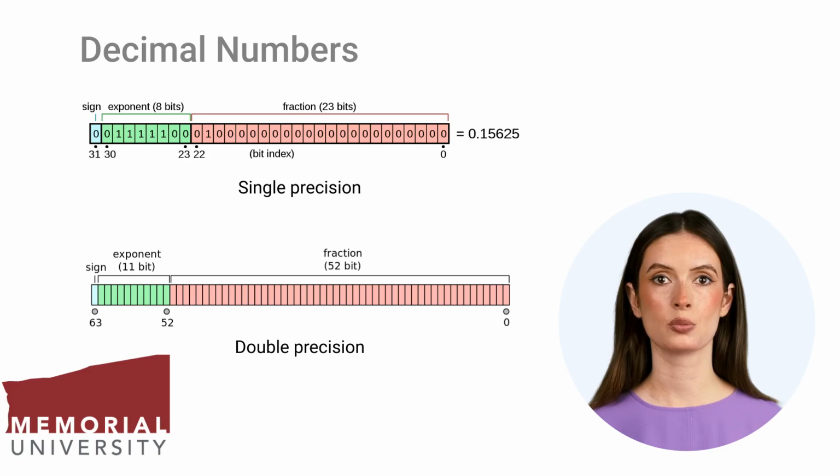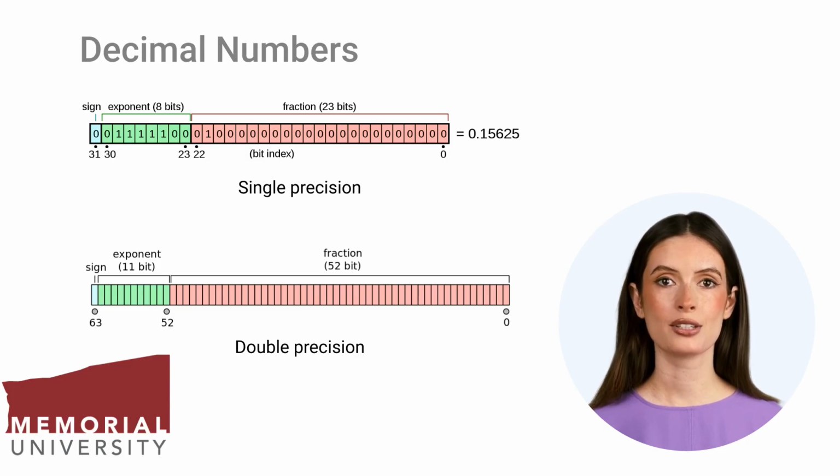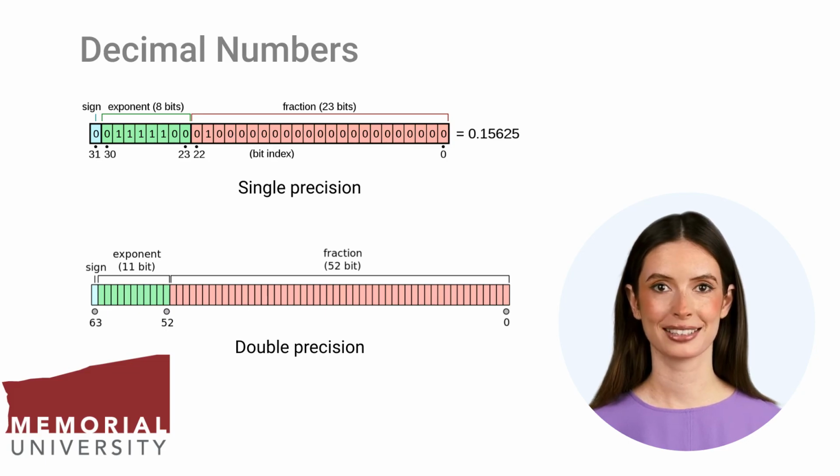A float, or single precision number, occupies 4 bytes, 32 bits: 1 bit for the sign, 8 bits for an exponent, and 23 bits for the fraction, also called significand or mantissa. With this, a float has a precision of approximately 6 to 7 decimal digits and a range at full precision between plus minus 1.1 times 10 to the minus 38 to plus minus 3.4 times 10 to the 38.